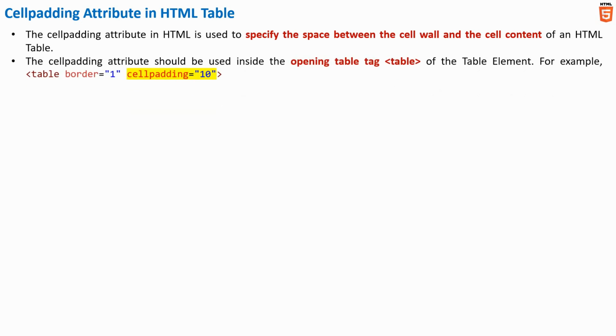The cell padding attribute should be used inside the opening table tag of the HTML table. For example, here we have the opening table tag inside which we have specified cell padding as 10. Here the unit of measurement for the cell padding attribute value is pixel. That is, cell padding equal to 10 means cell padding is 10 pixel.